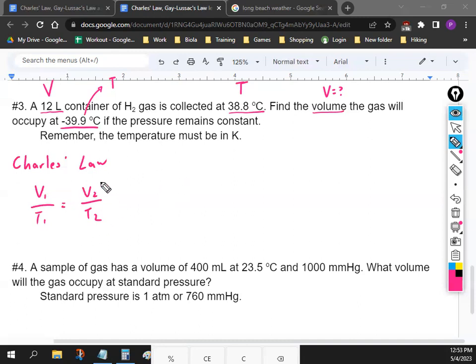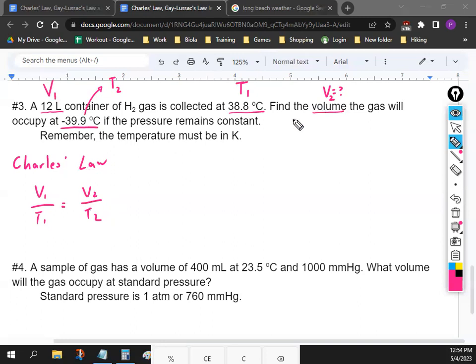All right. Next thing we want to do is plug our numbers into the right spot. You should have noticed that these first two numbers are the original conditions, right? You start at 12 liters and 38. And then this is going to be the new volume and the new temperature. So we want to identify if it's the starting or the ending. Now, before we plug it into this equation, anyone know what we have to do first? It has to do with temperature.